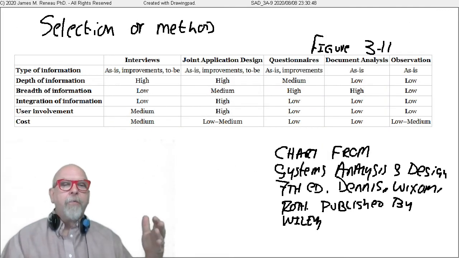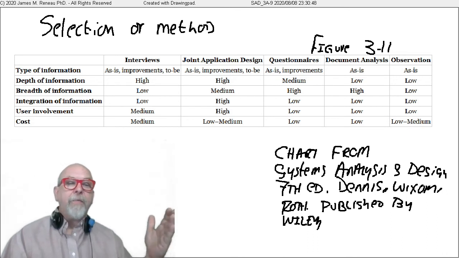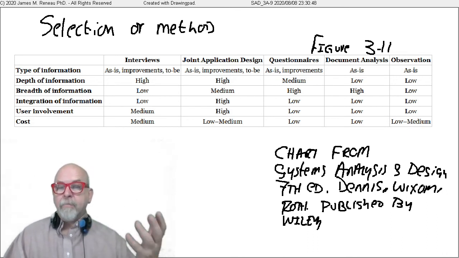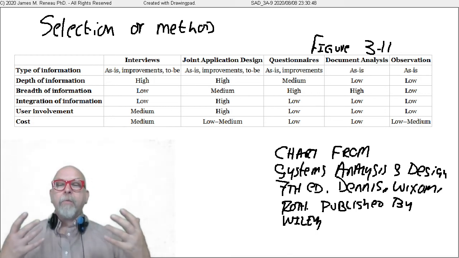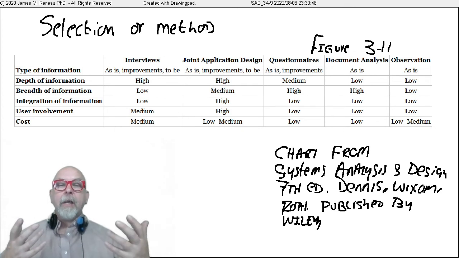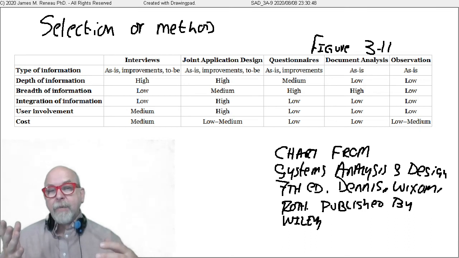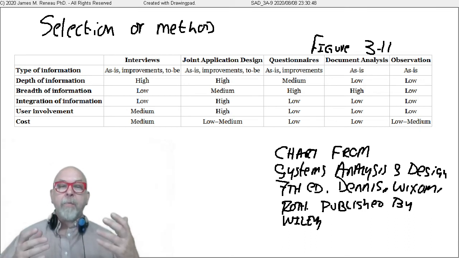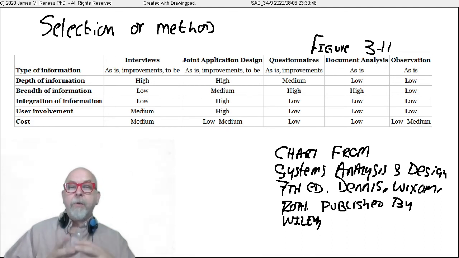So here's a chart, figure 311 from the textbook, that talks about the type of information that we're collecting, talks about the 5 different methodologies for collecting, for eliciting this information, and then kind of how it works. For instance, an interview. An interview is great for everything, as is information, as-is system, improvements to the system, the to-be system. Those are the kinds of things that you can get from an interview.